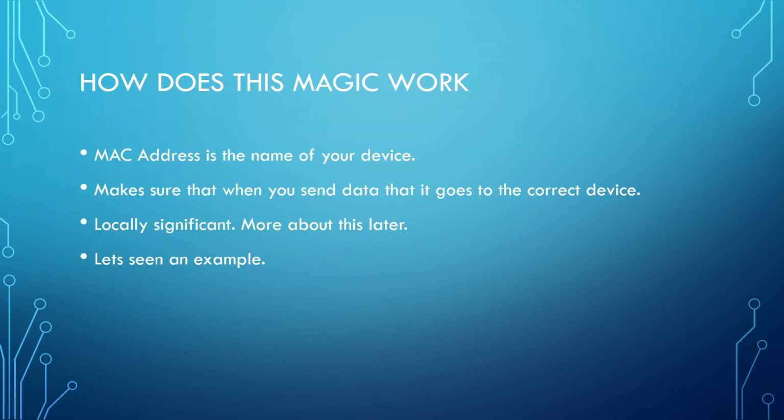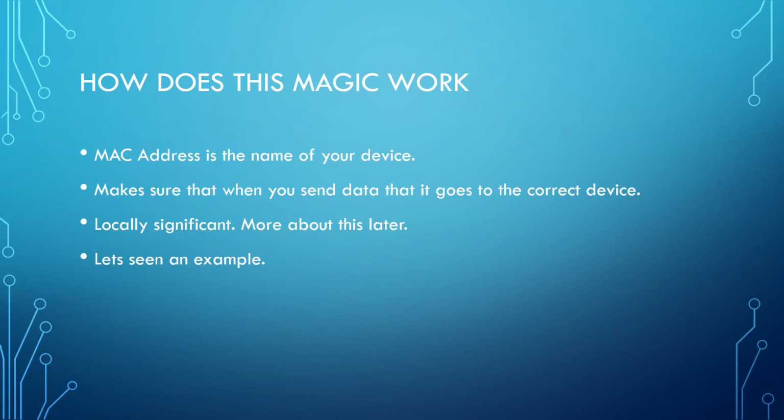Okay, so now that we understand that we use MAC addresses to communicate, and that a switch knows where to send packets next based on the MAC address, how does this magic work? So, like I said before, the MAC address is the name of your device. It's a unique 12-digit hexadecimal number used to uniquely identify that device on the network, and it's essentially that device in the world. It makes sure that when you send data, it goes to the correct device.